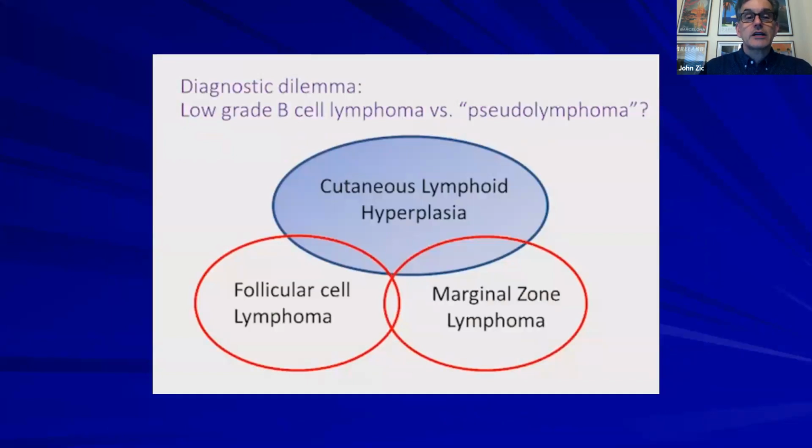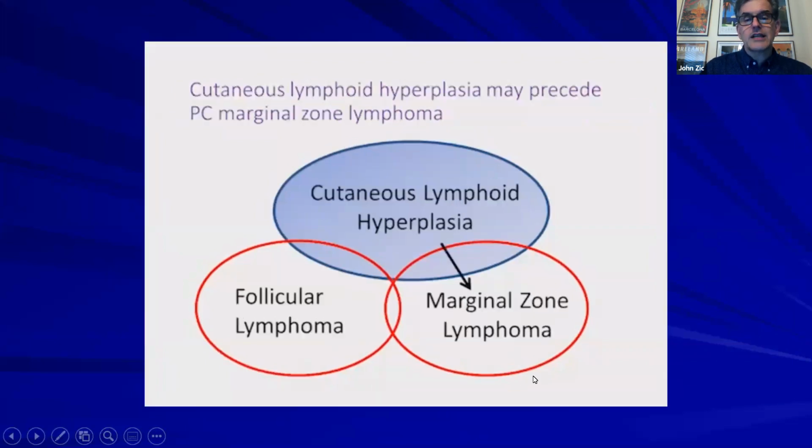And Dr. Guittard went on to help us understand the relationship between cutaneous lymphoid hyperplasia and the two indolent types of cutaneous B cell lymphomas, follicular cell lymphoma and marginal zone lymphoma.